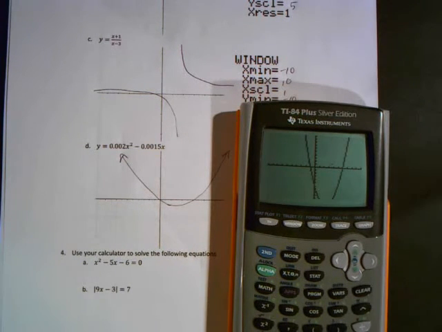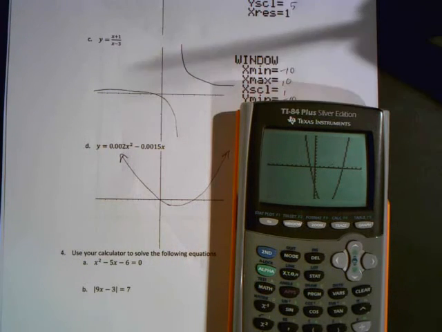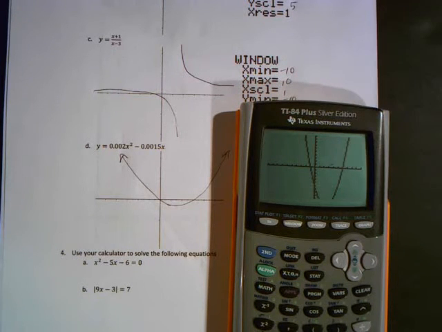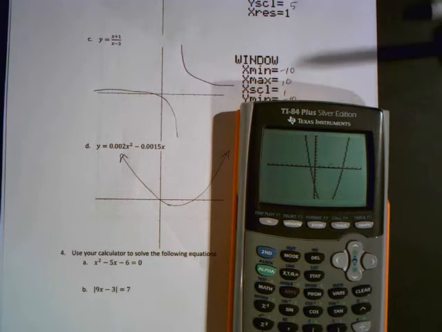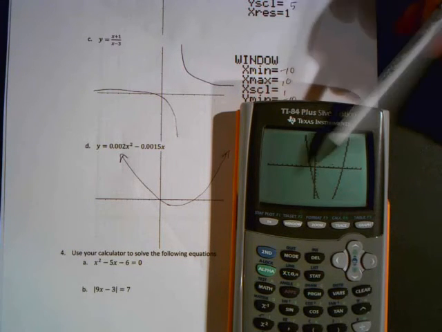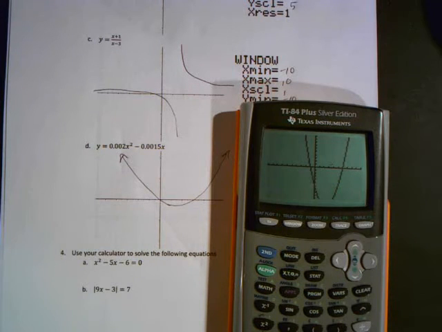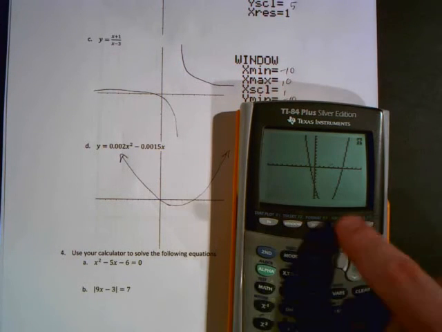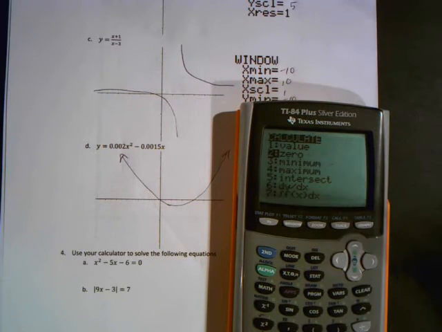And I see that there are 2 answers. There are 2 places where this graph has a height of 0. It's right there and right there. To determine these 2 spots, I mean, well, I can take a pretty good guess here. It looks like one of them's at negative 1, and it looks like the other one's at about 5. But to determine that for sure, we're going to go into this calculate menu on the trace button. Second, calculate. And we want to determine where that equation is 0.